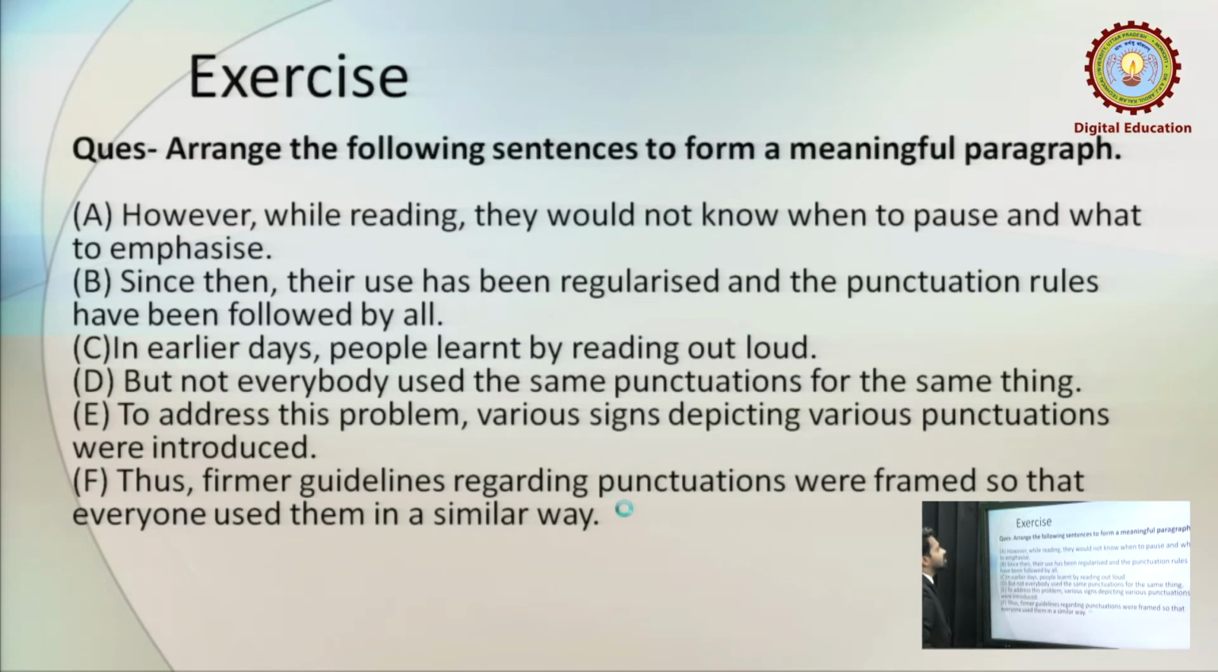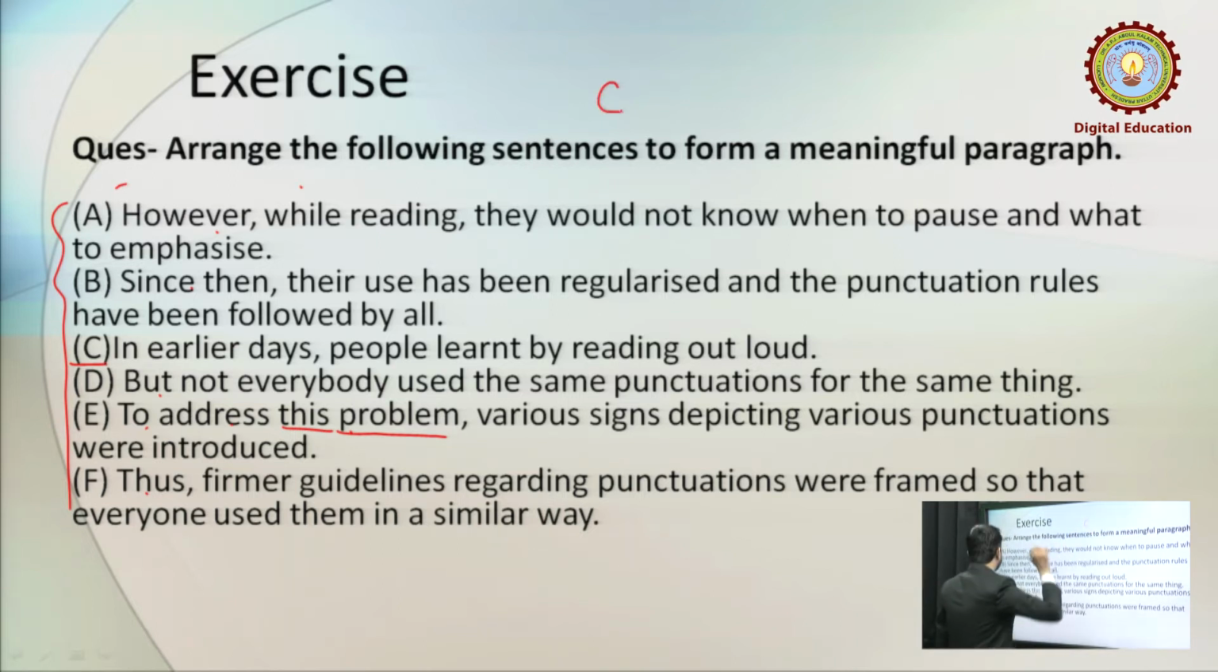Next we have some exercises based on parajumbles. Take this example: arrange the following sentences to form a meaningful paragraph. So you will find a first opening sentence. Opening sentence will never be connected. So words like however, since, but, thus, these types of sentences cannot be used. And also this, to address this problem, we do not have any idea about the problem. So this can't be the opening sentence. After reading all the sentences, you will get to know that the first sentence will be C.